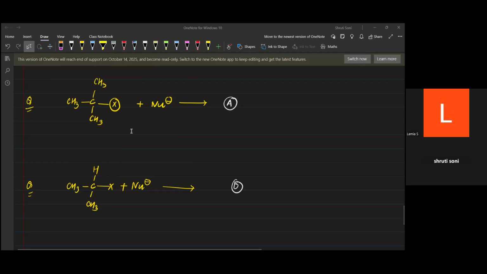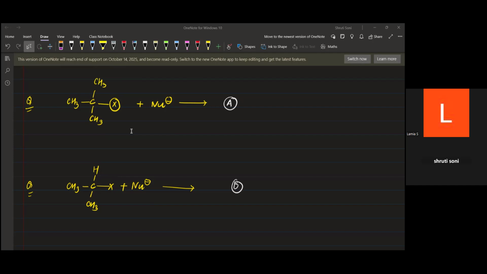Do you understand the question? Wait, sorry, let me look at it again. Like, what would the potential products be, or how the reaction takes place? Yes, and which is more feasible or more stable, and which is giving the more stable product also. This is for SN1, right? Both are SN1.